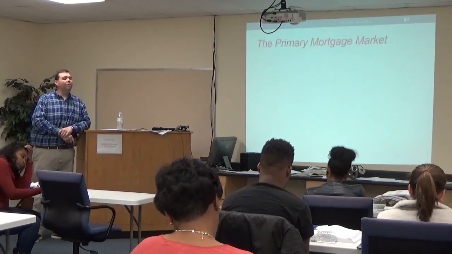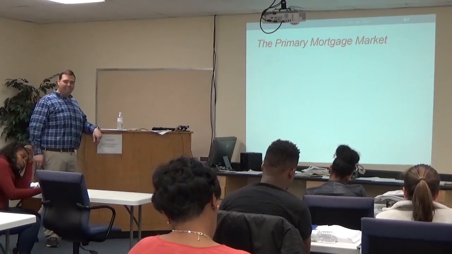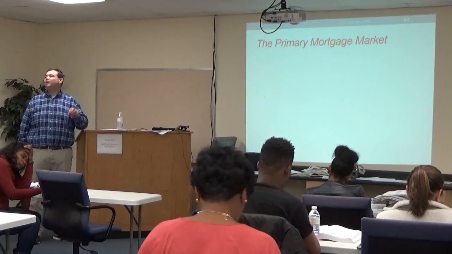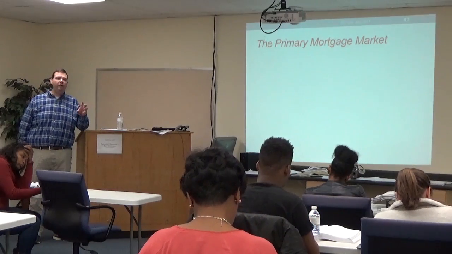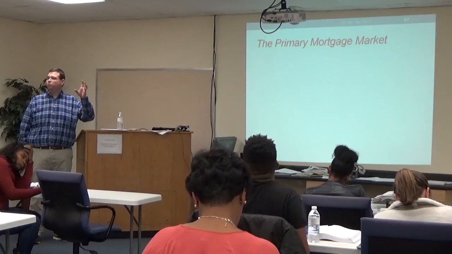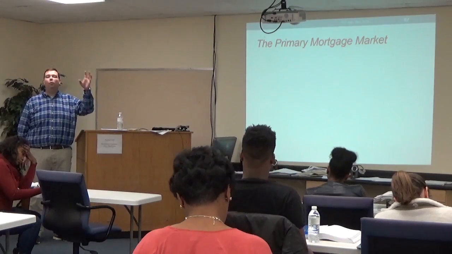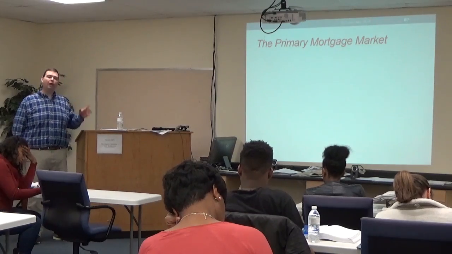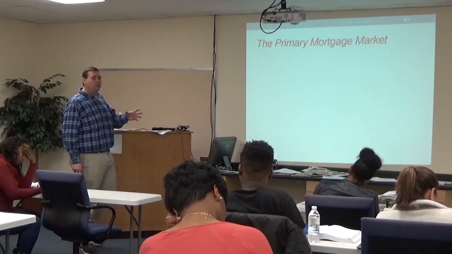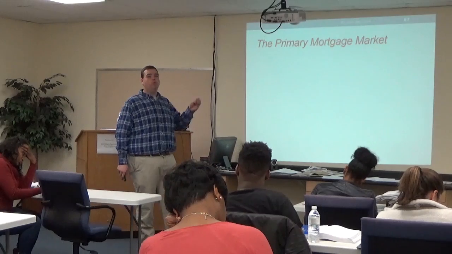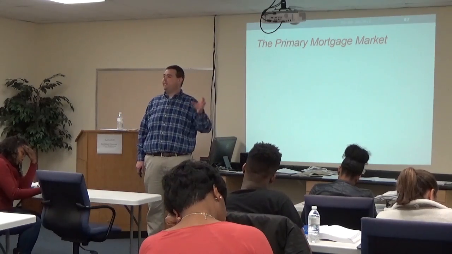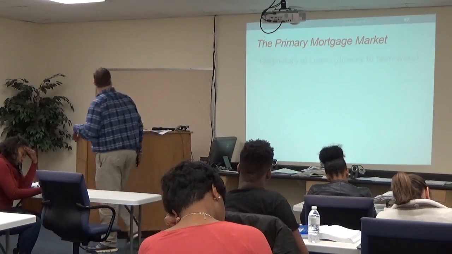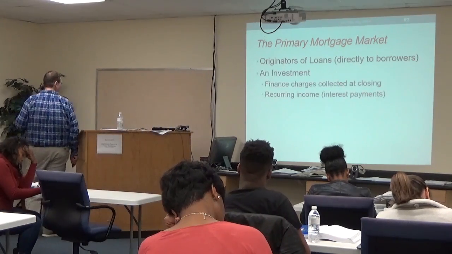Okay? So let's talk about the differences between the primary mortgage market and the secondary mortgage market. The primary mortgage market is where the loans get made. That's where Scotty walks into SunTrust and says, I want to buy a house, I need a loan. That's the primary mortgage market. Primary mortgage market is where consumers deal with mortgage brokers or mortgage bankers and actually get their loan. We also call them originators.